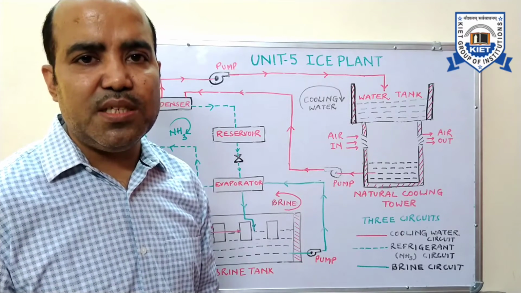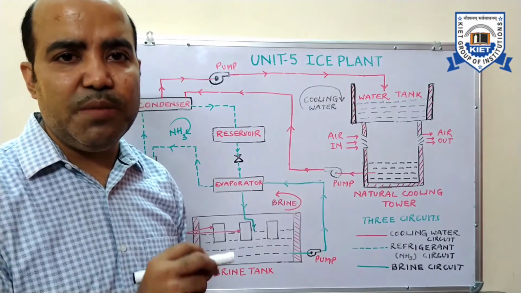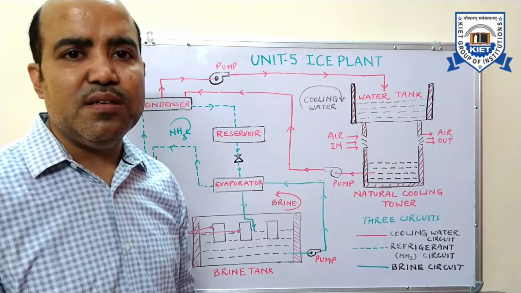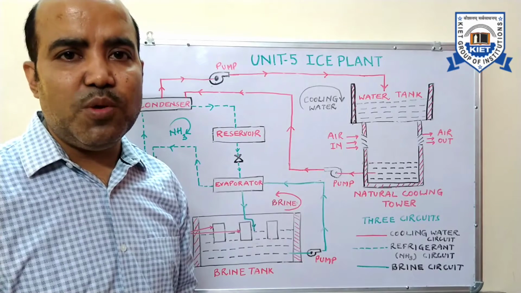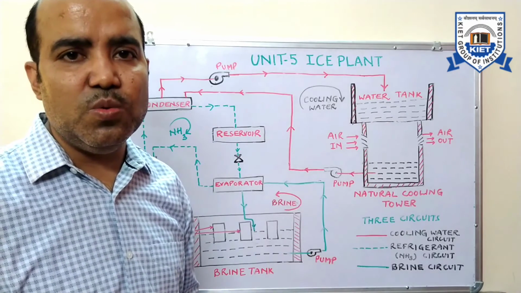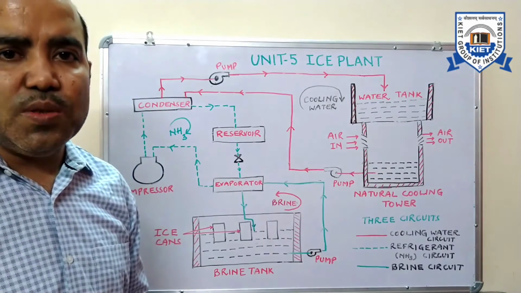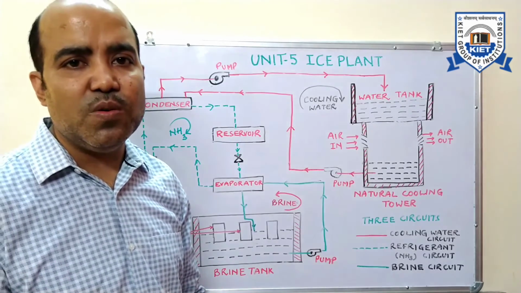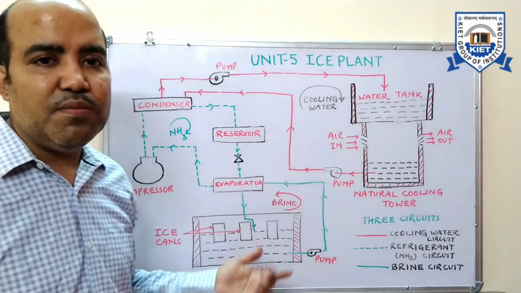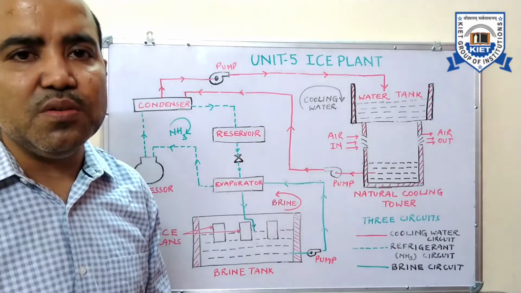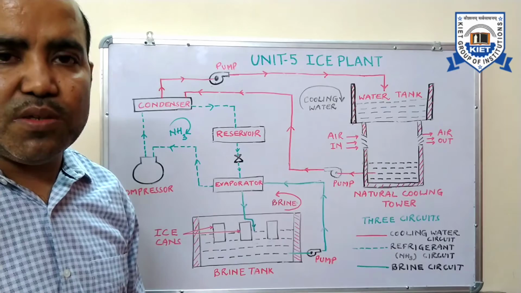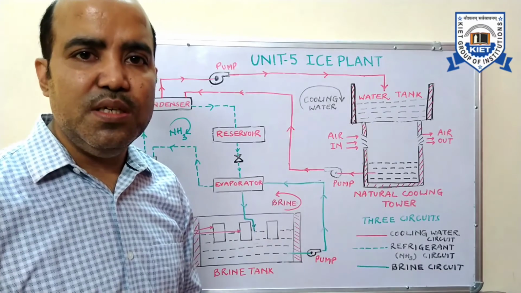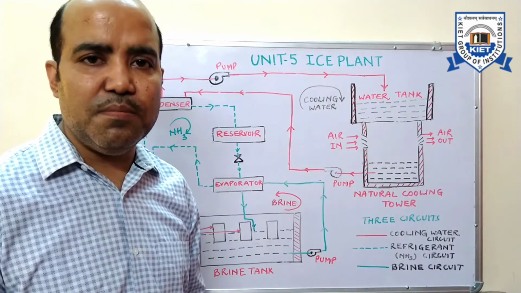So the primary refrigerant is the one which moves in the vapor compression refrigeration cycle, right? And the secondary refrigerant is employed to convert the water into the ice. So in the ice plant we have ammonia, as you can see over here, as the primary refrigerant, and brine, which is nothing but the salt solution. When we put salt in the water we obtain a salt solution like calcium chloride or maybe sodium chloride. These two are generally called the brine solution.